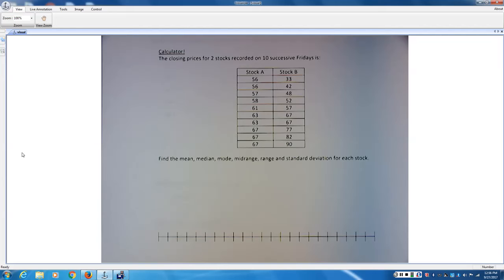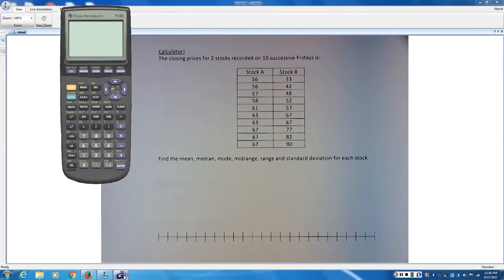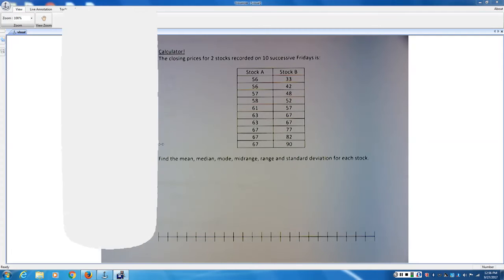From last class. Okay? Just turn it in at the end of class. But for right now, get yourself a calculator handy because we're going to start learning to use the calculator.